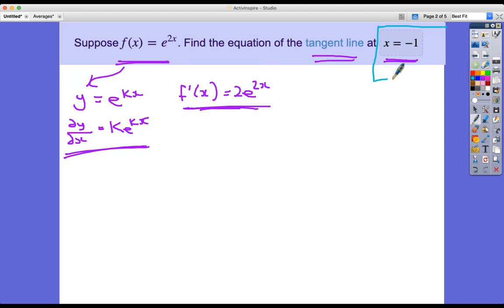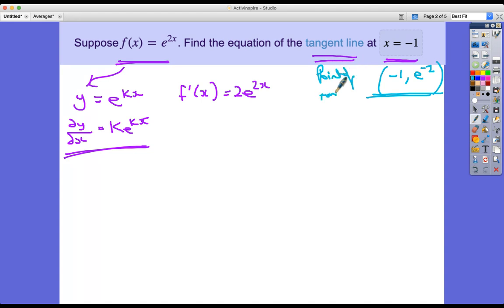And I also want to find the full coordinates of my point of tangency. So I know the x-coordinate is -1. If I put -1 in here, I'd get e to the -2. And that's not very clear, is it? Let's make that clear. So I've got -1, and then e to the power 2 times -1, which is -2. So that's my point of tangency. That's where the tangent hits the curve. Point of tangency. Is that okay? Yeah. Tangency.